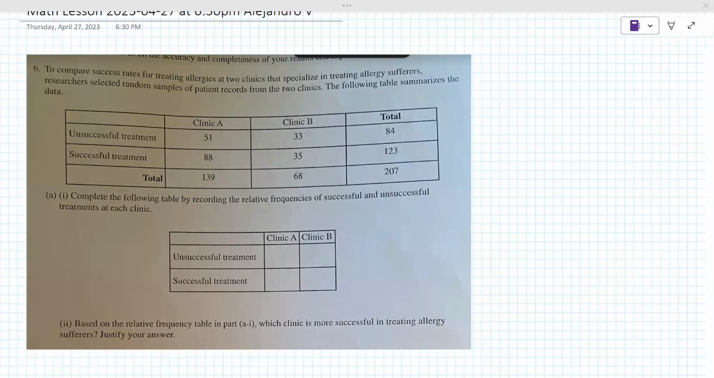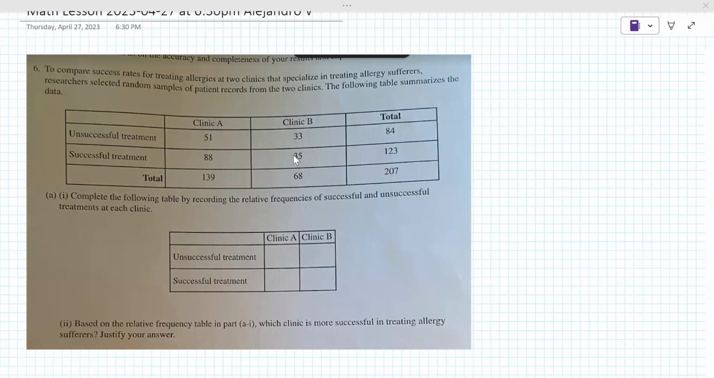Okay, to compare success rates for treating allergies at two clinics that specialize in treating allergy sufferers, researchers selected random data samples of patient records from the two clinics. The following table summarizes the data. So we've got Clinic A, Clinic B, unsuccessful, successful, totals across the way.